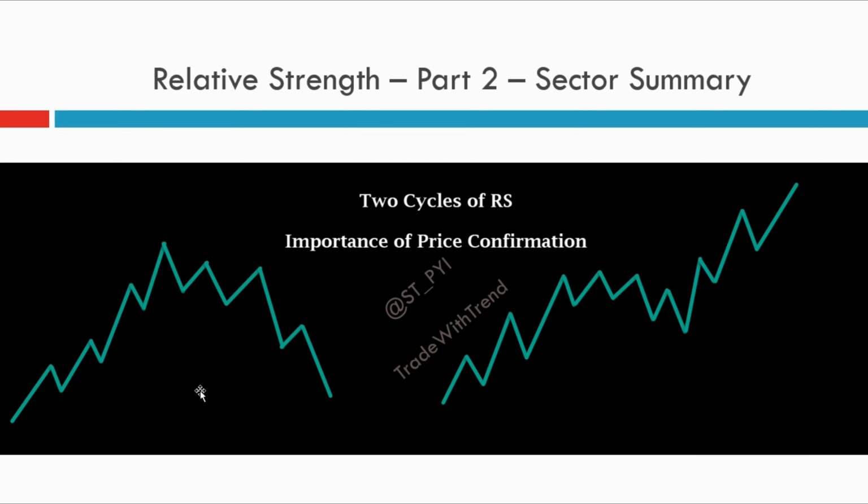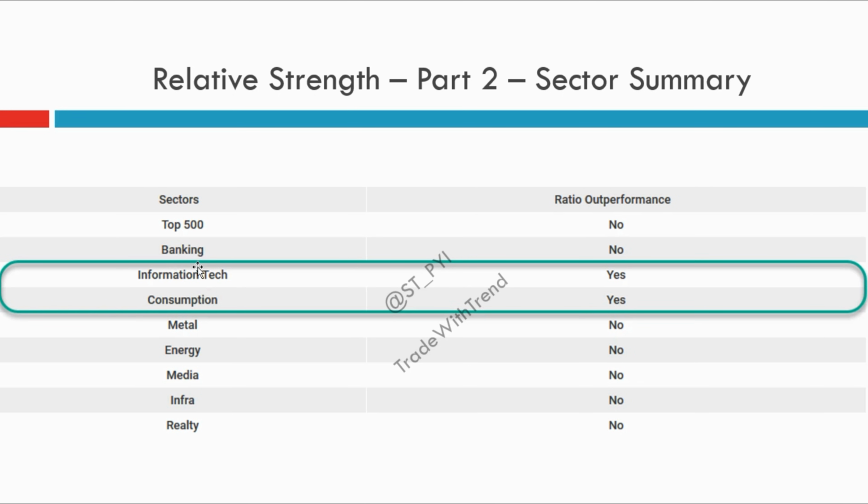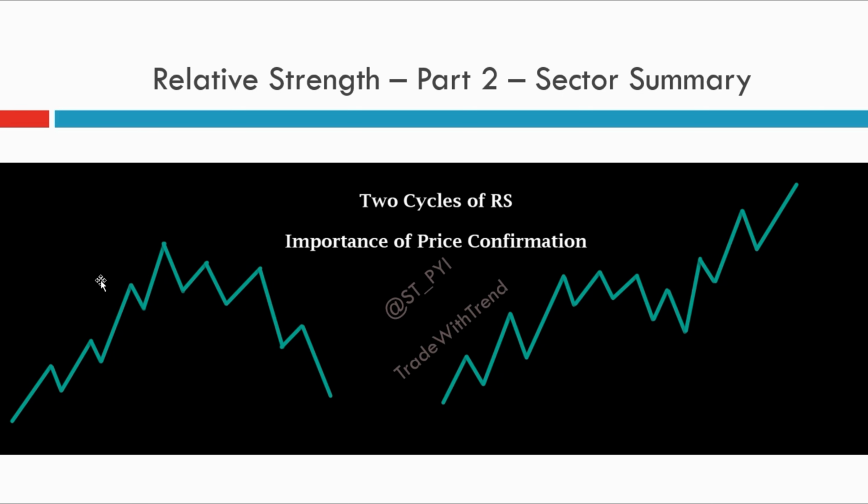See, I've plotted two charts here, right? Typically, hypothetically, let's say we have selected information technology and the consumer durable sector in the previous chart. So let's say we have shortlisted these two sectors. The reason why we don't go ahead and take up a trade right away is because a relative strength cycle plays out in two ways. One is this way: as relative strength rises for a sector, it starts coming down and then you see a distribution phase.